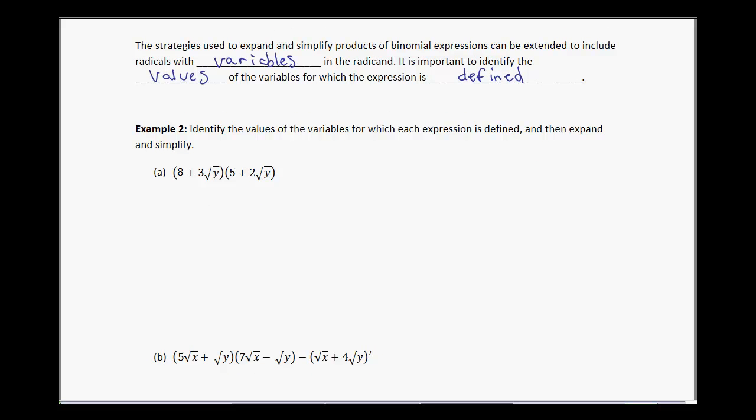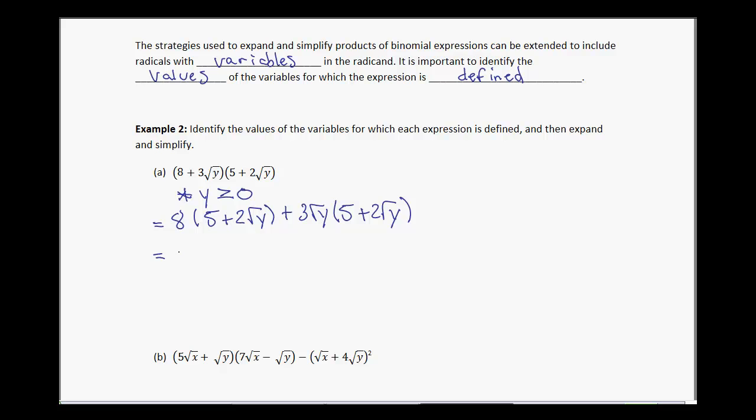So in this expression, we have root y. For what values of y is this expression defined? Well, in a square root, y has to be greater than or equal to 0. Let's go ahead and solve it now. Using our distributive property, we have 8 onto 5 plus 2 root y. And then we have 3 root y onto 5 plus 2 root y.